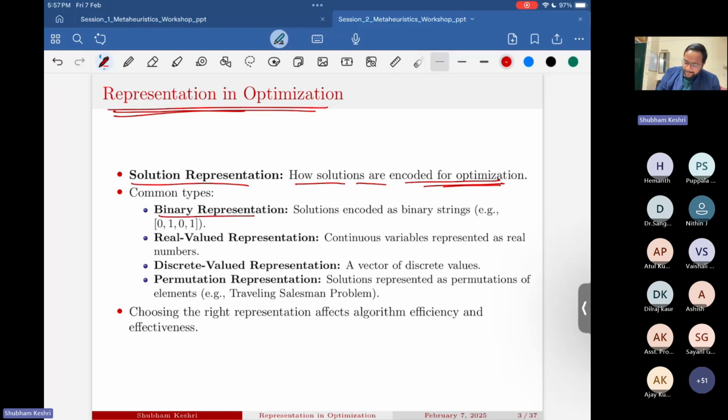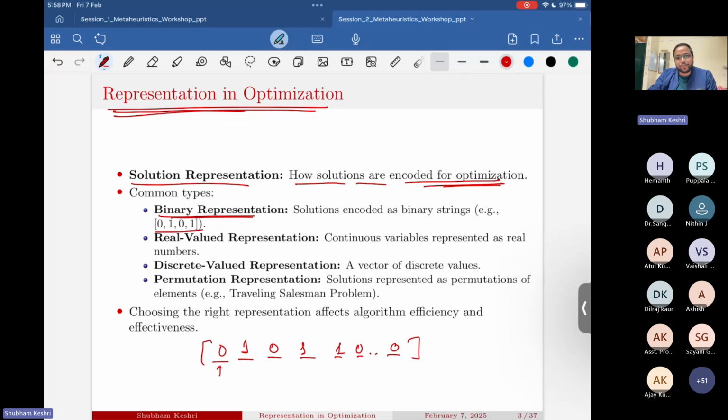So first is binary representation. What does it mean? You have a vector, and each variable in that vector can either take 0 or 1. This is a binary representation. You have a vector of binary values.